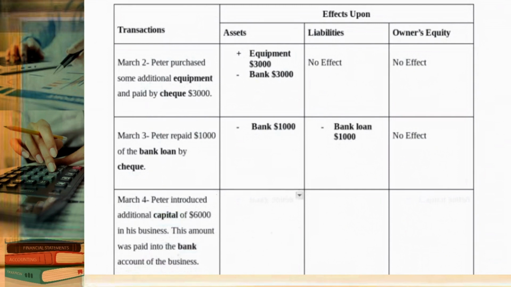So capital right here represents owner's equity. So Peter introduced additional capital of $6,000. We're going to have plus capital $6,000.